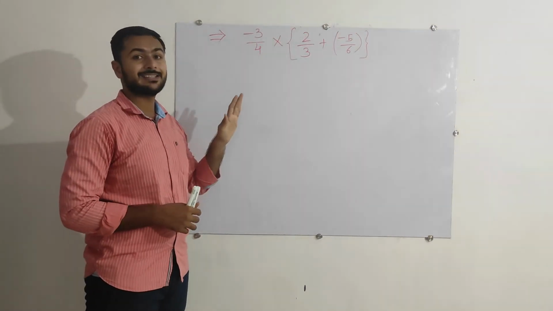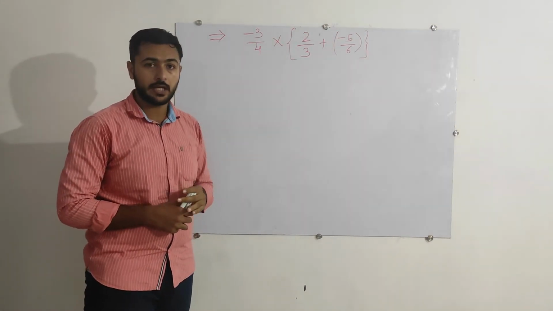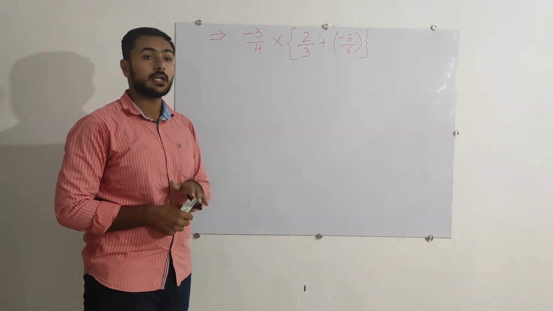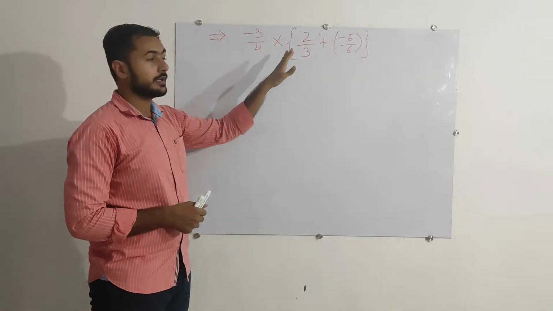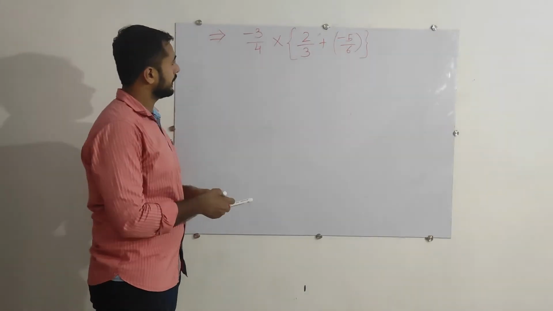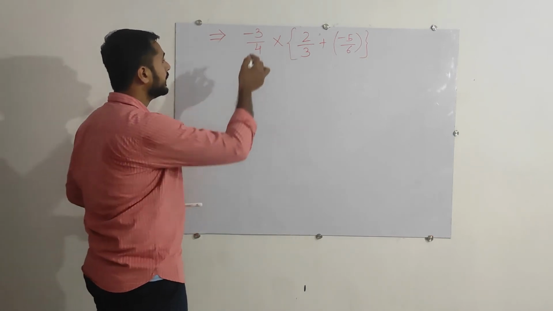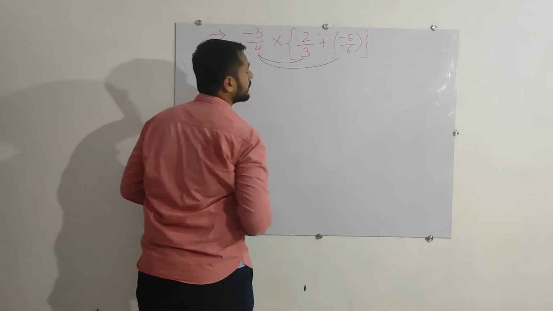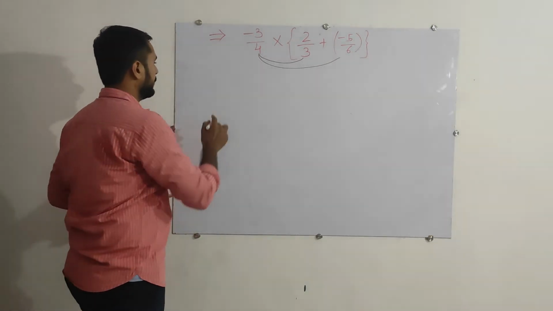Here I have selected 3 different rational numbers. And for these 3 numbers, I am going to check the distributivity of multiplication over addition. So how will we start? Recently I told you that we will multiply this number with the first one, then the second one. So the same process I am going to do.